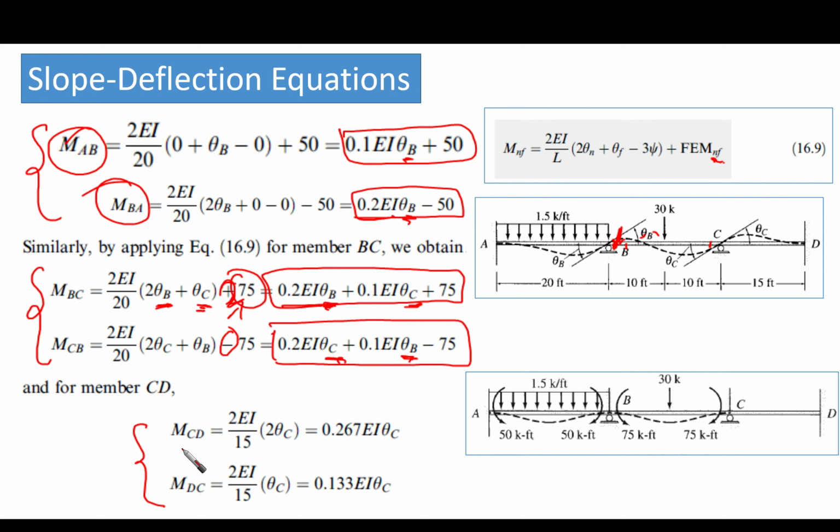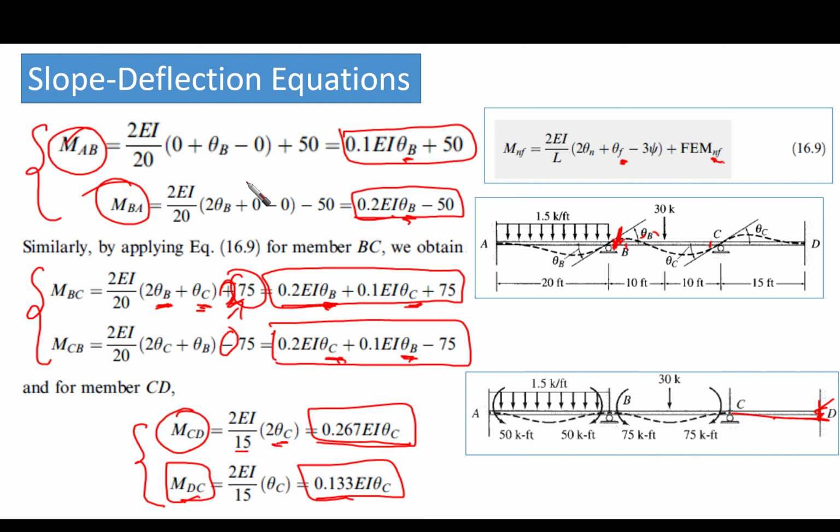Let's apply our slope deflection method at the last span CD. So MCD, we have 2EI over 15, its length, times 2 theta C. Why 2 theta C? Because the other two terms, theta D, which is the fixation at D, is 0, and 3 psi is 0. So we have 2 theta C only. This would give us this amount in terms of theta C. Similarly, the moment at DC is going to give us this amount for theta C.